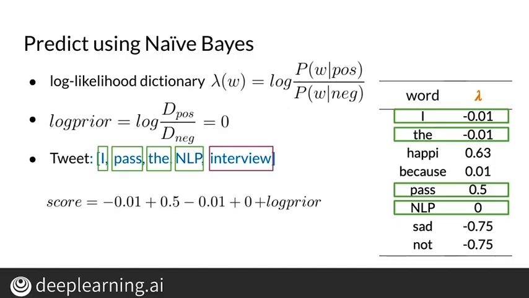Now you add the log prior to account for the balance or imbalance of the classes in the dataset. So this score sums up to 0.48. Remember, if this score is bigger than 0, then this tweet has a positive sentiment.